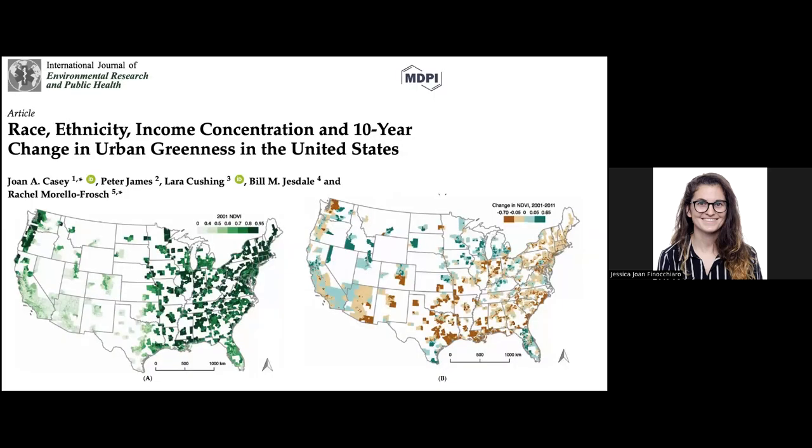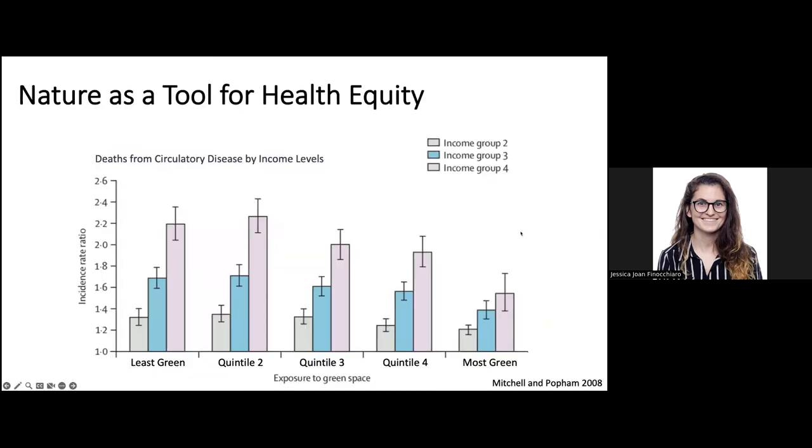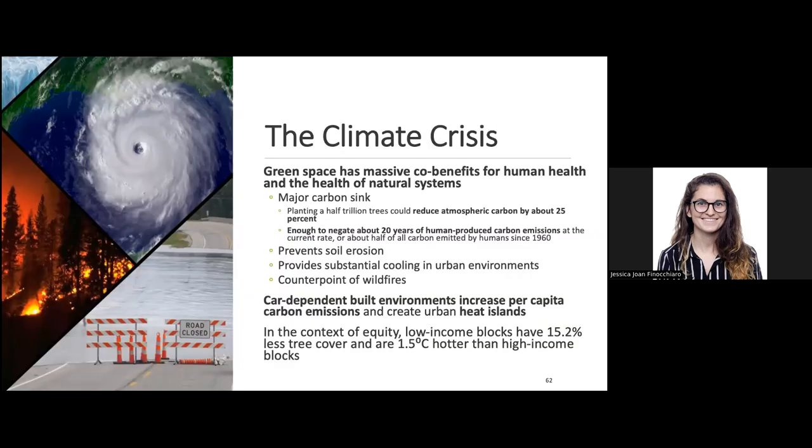I'll just really quickly say that all the things I'm talking about are distributed unequally in the U.S., right? When we look at the racial composition of census tracts, we see that white people have much greater access to green space than other races. Nature could be a tool for health equity, so we do see smaller health disparities in places where green space is higher. I think it's a real priority to understand green space and health as a way of decreasing health inequity.